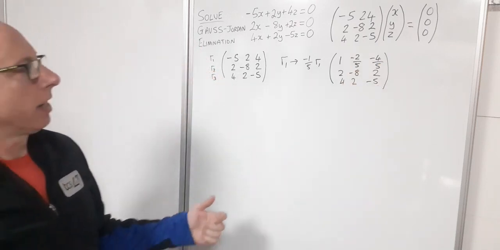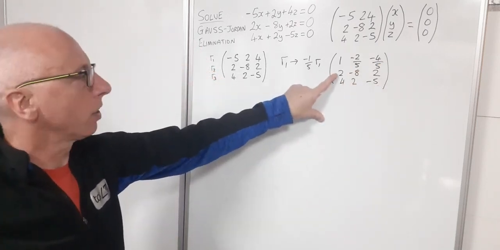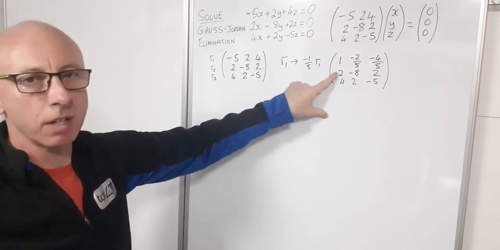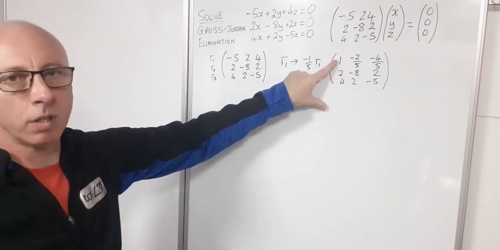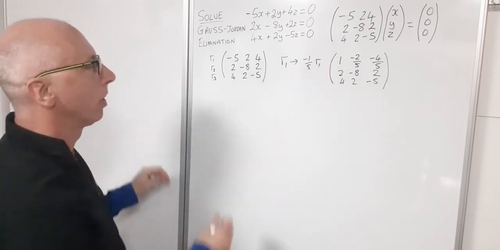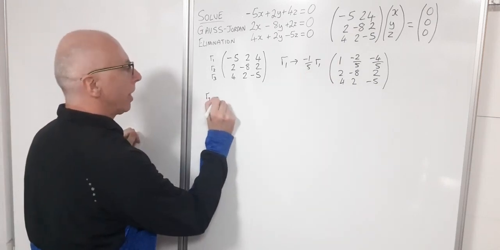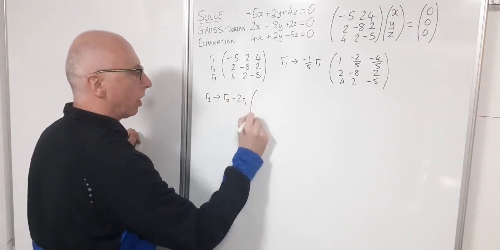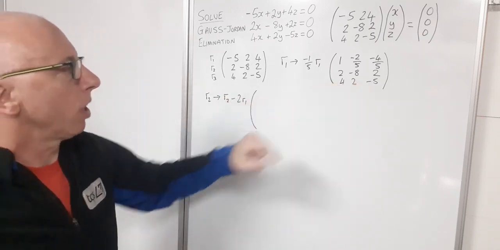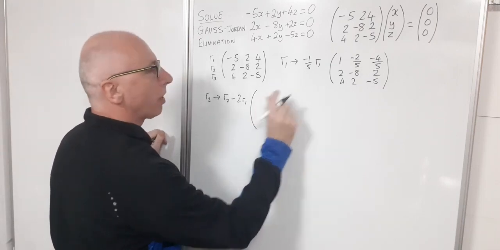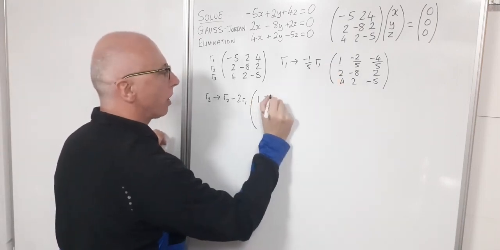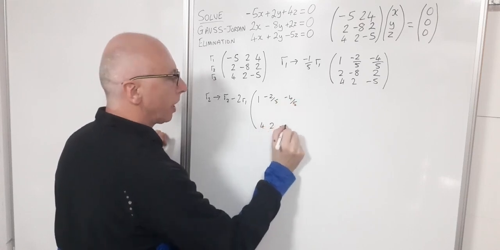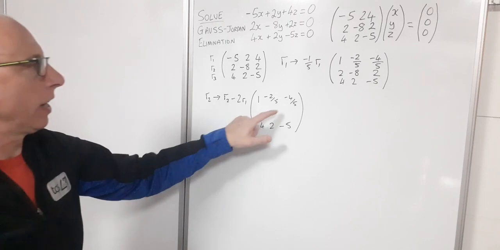Okay, right. Now let's have a look at row 2. Is there anything I can do to that? Well, as I've got a 1 here, and I want to get some zeros in here, if I take row 2 and subtract 2 row 1s, that will also work for that one. So row 2 now becomes row 2 minus 2 row 1s. Now the top and bottom rows aren't going to change, so I can write them in as they are. 4, 2, -5.